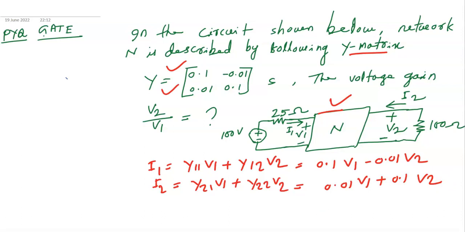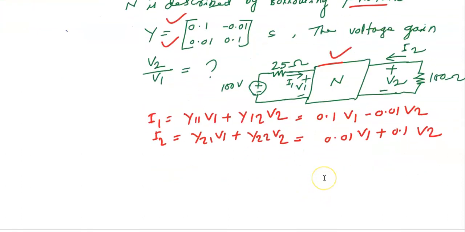We need to check the context of the question. That means what the question is asking, that is V2 upon V1. How can I get V2 upon V1? Just eliminate I1 or I2. So better to eliminate I2 from the second equation. You know that this I2 is simply minus V2 upon 100, which is minus 0.01 V2.